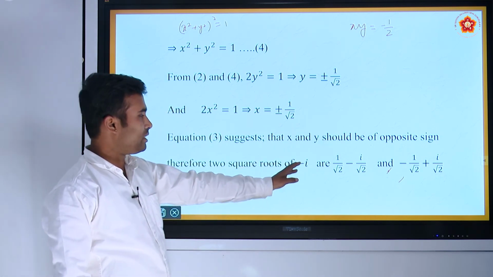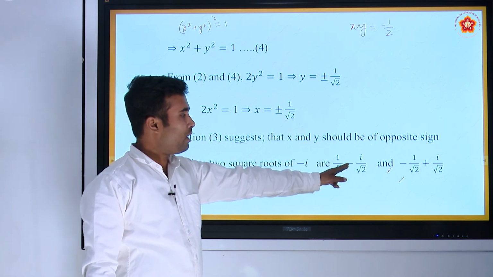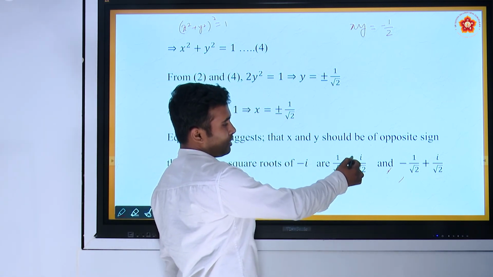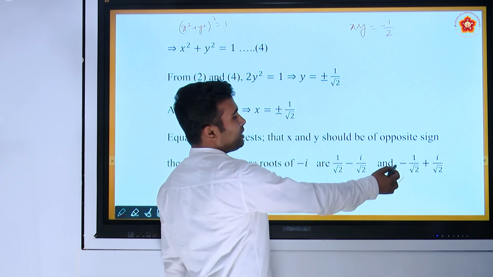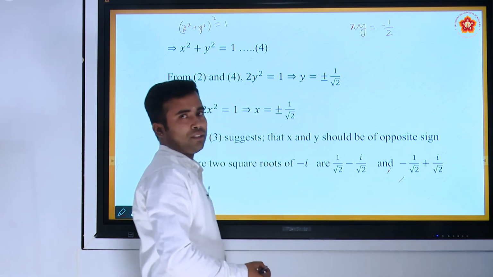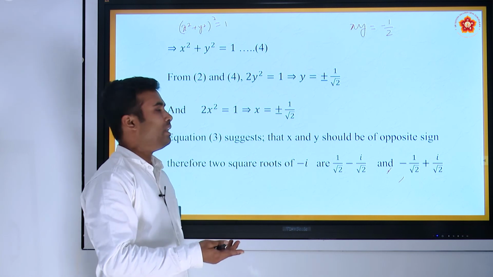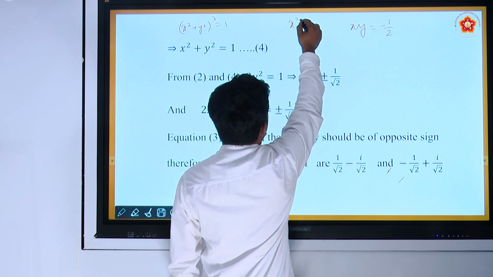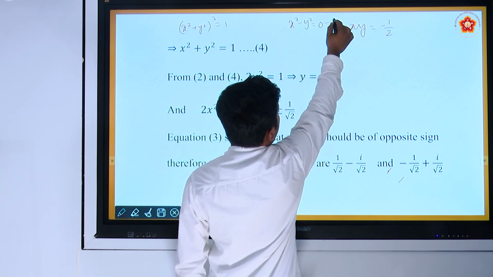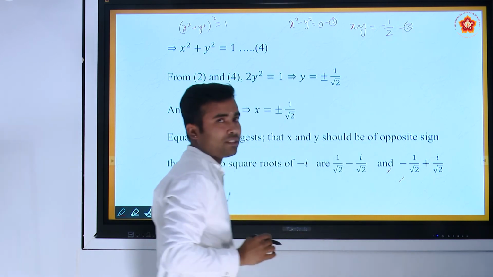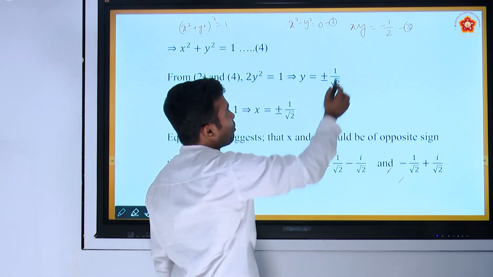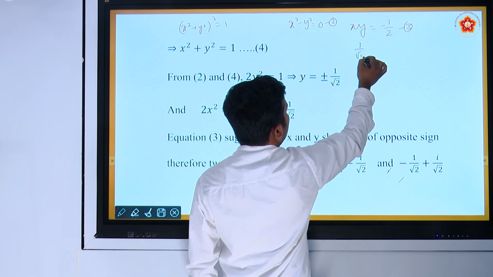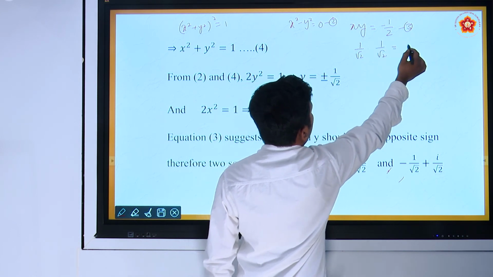Therefore, the square roots of minus i will be 1 by root 2 minus i by root 2, that is x is positive here and y is negative as minus 1 by root 2, and here x is negative and y is positive. So we have chosen the values of x and y with alternate signs. And also x square minus y square is equal to 0, this is equation 2 and this is equation 3. We have discussed, we have to choose the product here as minus 1 by 2. If the product is minus 1 by 2, the factors can be 1 by root 2 into 1 by root 2 is equal to 1 by 2.